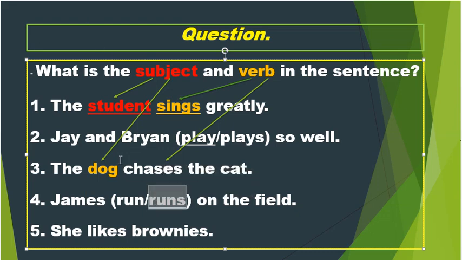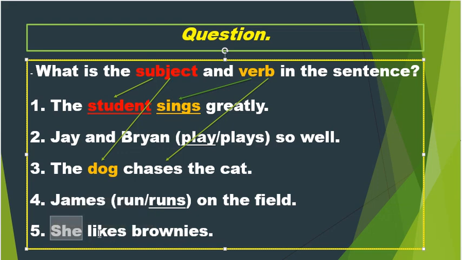Always remember. Next, she likes brownies. We can say the girl likes brownies. What is the subject in this sentence? Students, what is the subject? Who likes brownies? The girl. What does the girl like, or what does she like? She likes brownies. So likes is the verb, and the subject is she.